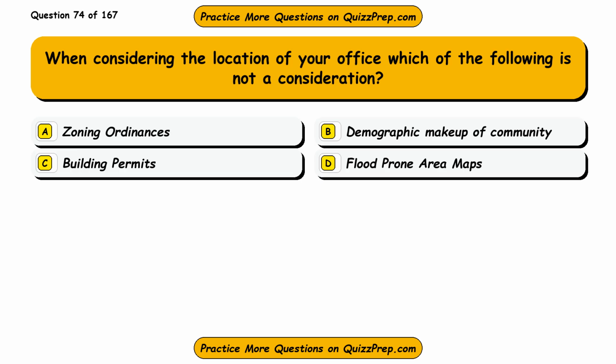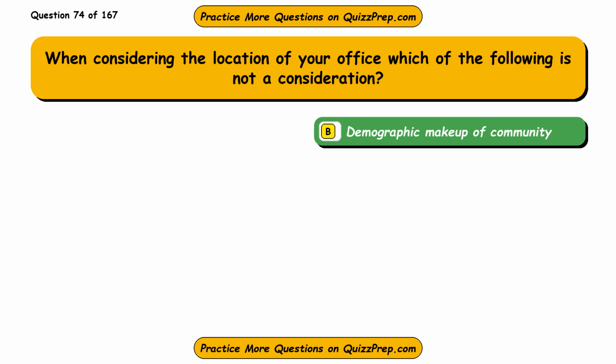Question 74. When considering the location of your office, which of the following is not a consideration? Option A, zoning ordinances. Option B, demographic makeup of community. Option C, building permits. Option D, flood-prone area maps. The correct answer is option B, demographic makeup of community.